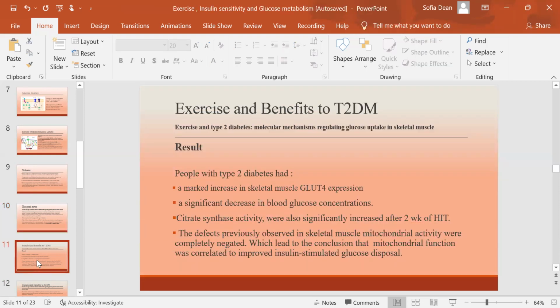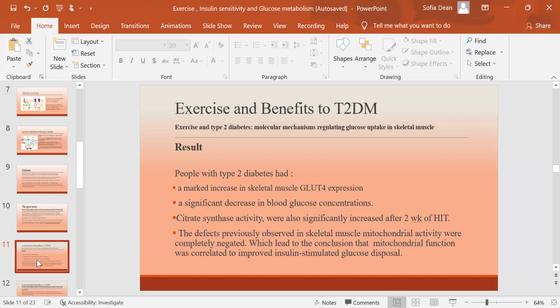The benefits of exercise to type 2 diabetes and the result of the research was that people with type 2 diabetes had a marked increase in skeletal muscle GLUT4 expression. The results showed a significant decrease in blood glucose concentration. The results showed citrate synthase activity also significantly increased after 2 weeks of HIIT training. Now, citrate synthase is something that is used to measure the functionality of mitochondria.